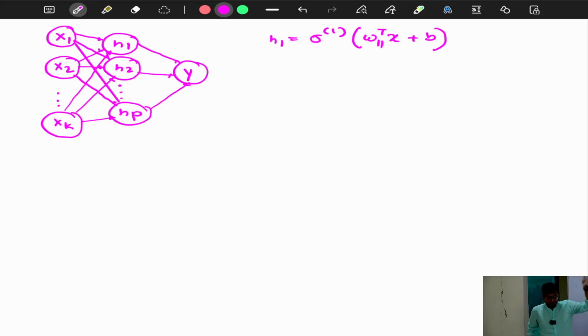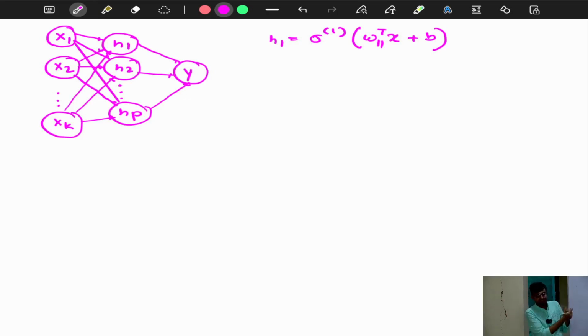But when you go from one layer to another layer, like from X to H and H to Y, they can have their own sigmas. In fact, often they do have their own sigmas. For example, if you are solving a regression problem, generally the last layer is a linear layer, no sigma. If you are solving a binary classification problem, the last layer is sigmoid. If you are solving a multi-class classification, then softmax. So, the last layer is decided based on the problem you are solving.